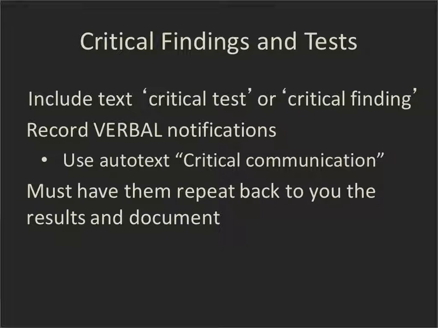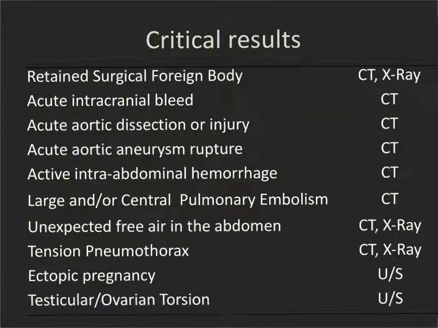And the other requirement from JCAHO, which always seems a little bit forced when you do it, is you must have them repeat back to you the results and then document that they did that. And the critical communication macro does include that verbiage. So here is our list of critical results. Those you have to phone the clinicians within 60 minutes of reading the study and then document within the results that you have spoken to the clinician. Obviously, this list will vary between different institutions.